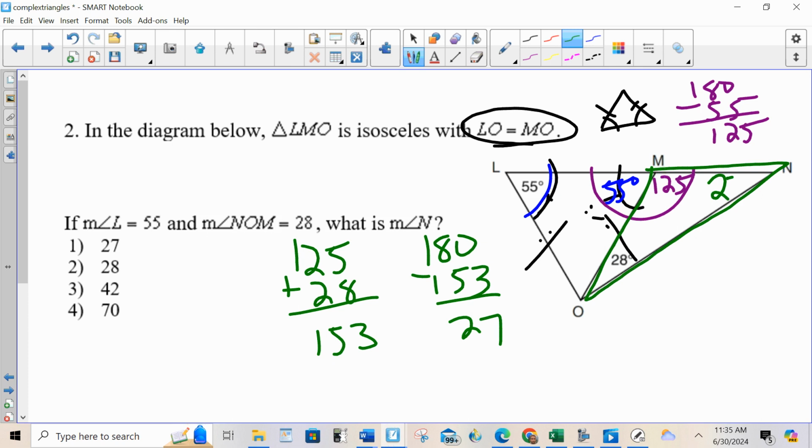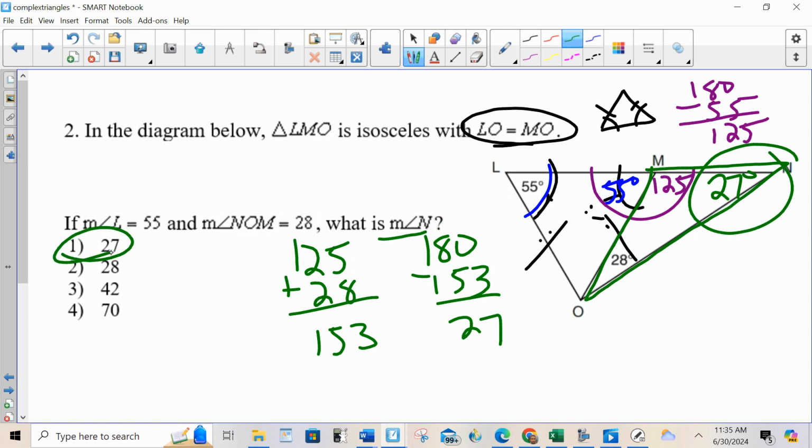I just used one thing to find the next, to find the next, to find the next. Notice I never even looked at what the question was asking. Just want to find something, and that something will lead to the next thing, which will lead to the next thing. Angle N, I've got it, it's 27.